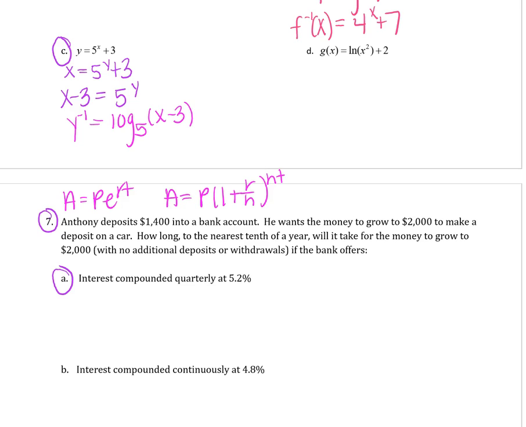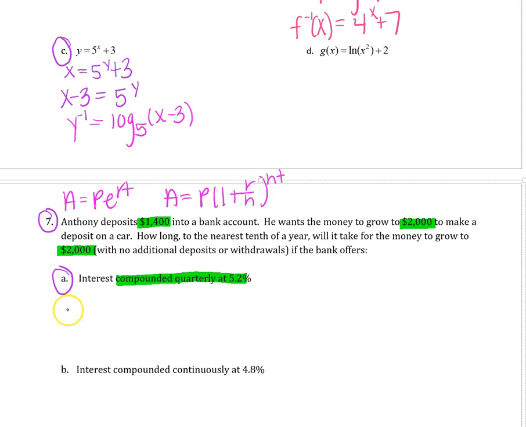So Anthony deposits $1,400 into a bank account. He wants the money to grow to $2,000 to make a deposit on a car. How long, to the nearest tenth of a year, will it take for the money to grow to $2,000 with no additional deposits or withdrawals if the bank offers interest compounded quarterly at 5.2%? So that means we're going to use this formula right here.